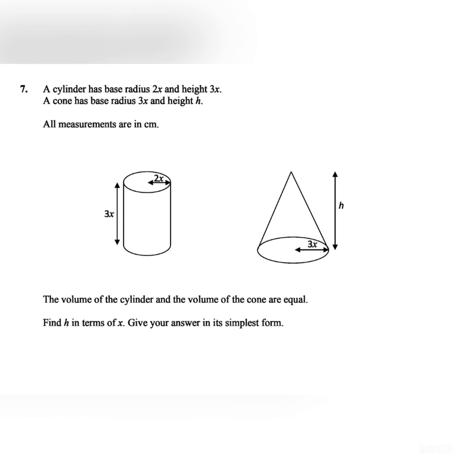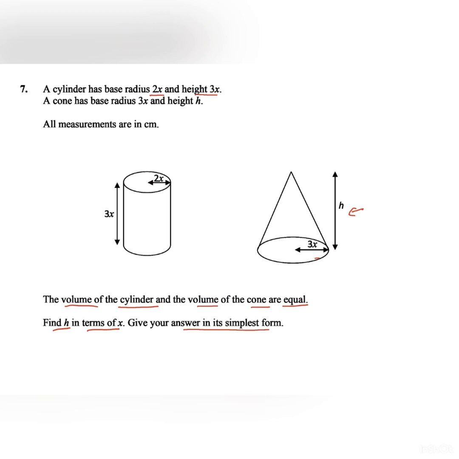It says a cylinder has a base radius of 2x and a height of 3x. A cone has a base radius of 3x and a height of h, and all measurements are in centimeters. And again, there's key information here: the volume of the cylinder and the volume of the cone are equal. And it says find h in terms of x and give your answer in simplest form.